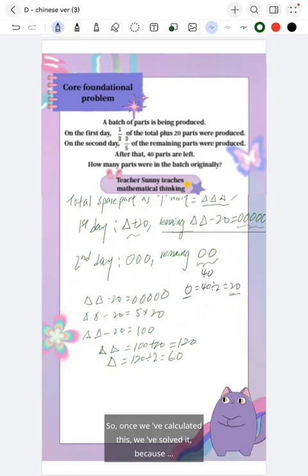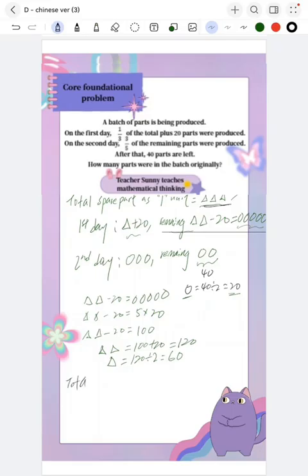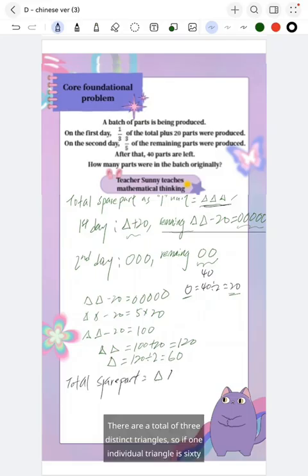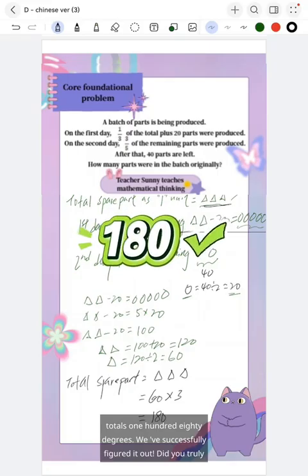So once we've calculated this, we've solved it, because this batch of parts takes a total of 3 triangles. So if one triangle is 60 and there are 3 such triangles, then this entire batch of parts totals 180. We've figured it out.